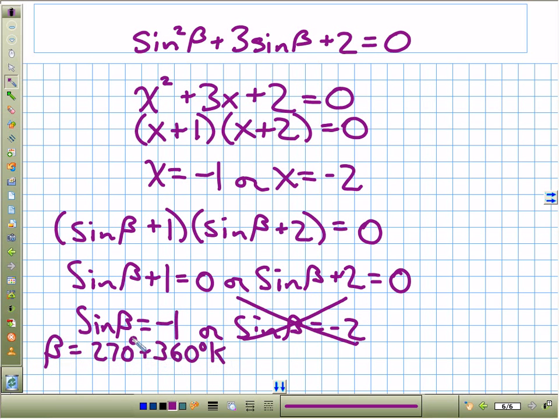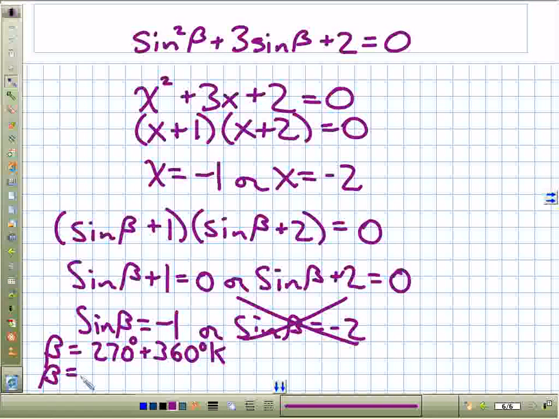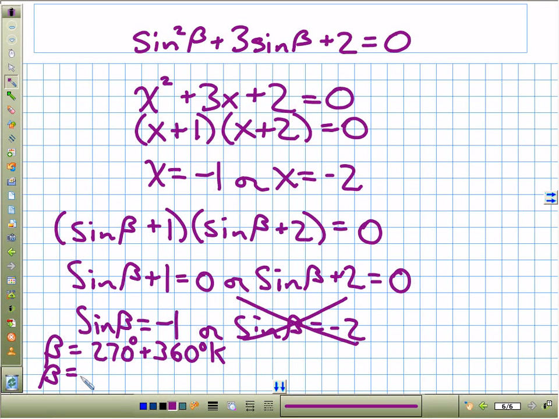Now, if I were talking about radians, what would beta equal? It's got a 3 in it. What is the radian measure that corresponds to 270? That's right. Eli got it. 3 pi over 2 plus 2k pi. So those are the two ways that we could write this solution. Any questions about that?